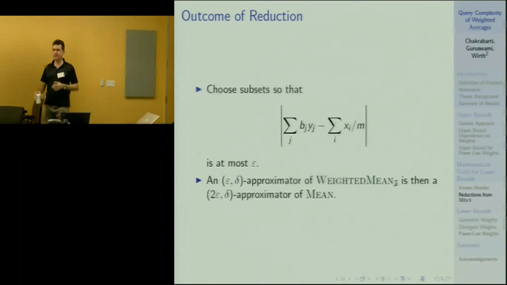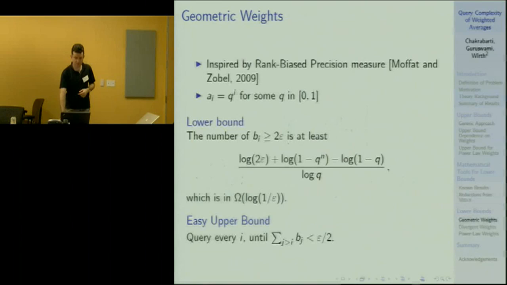So we're going to choose the subsets so that the weighted mean we end up with is very close, within epsilon of the true mean of the mean problem. Therefore anything that is an epsilon approximator of the weighted mean is also going to be a 2 epsilon approximator of the mean. That's how we're going to obtain our lower bound. Now, we're going to start with two warm-up cases, and then get to the more interesting one, which is the power law weights.